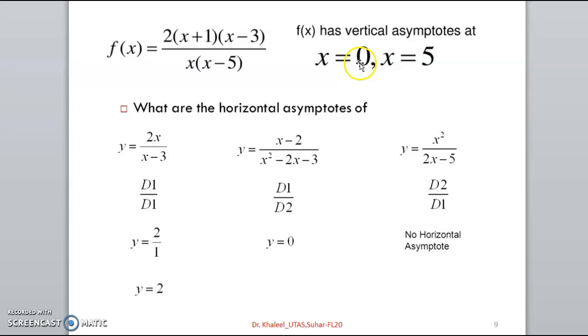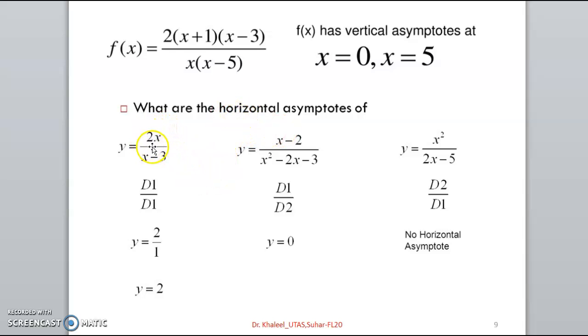So x is equal to 0 and x is equal to phi are the vertical asymptotes. If I am finding the horizontal asymptote, we are taking 3 examples here. The degree of the numerator is 1, the degree of the denominator is 1. So look at it, they are equal, therefore there is a horizontal asymptote.